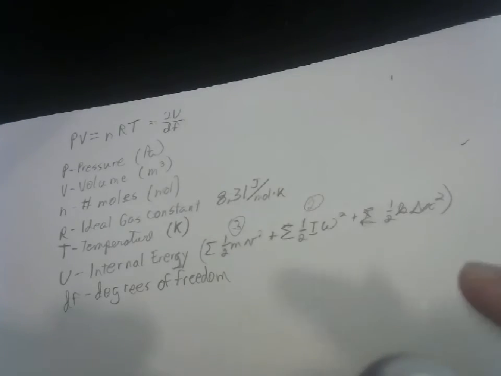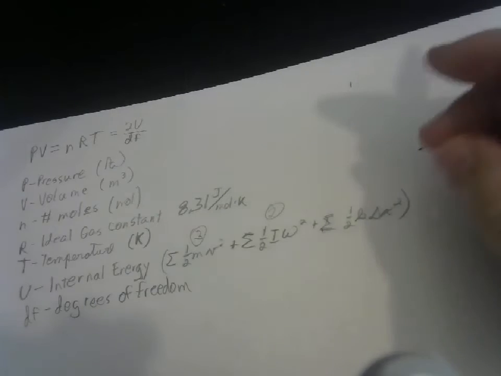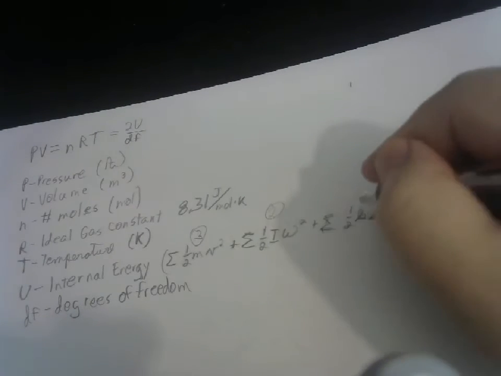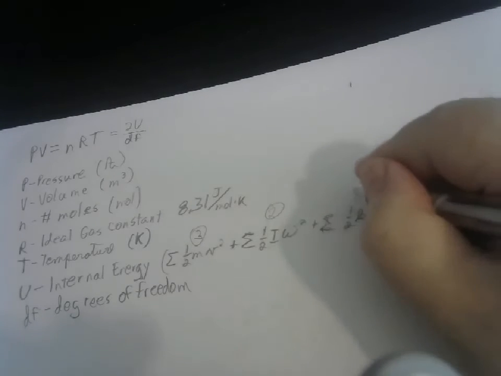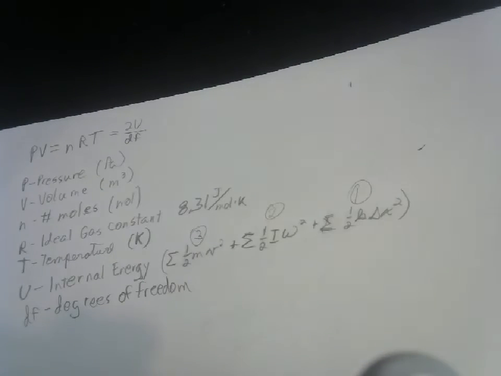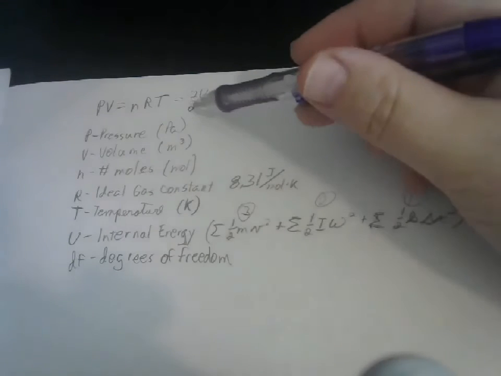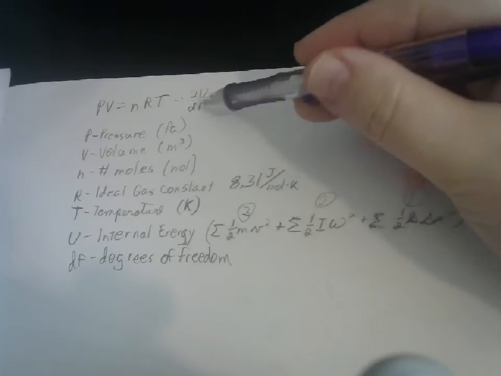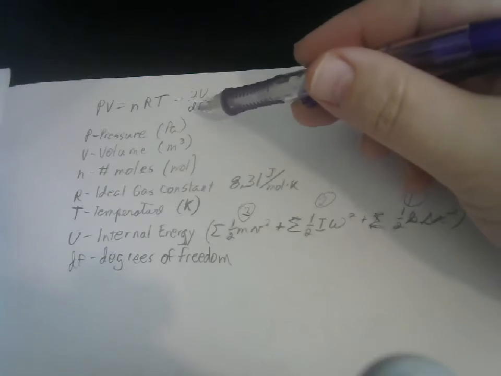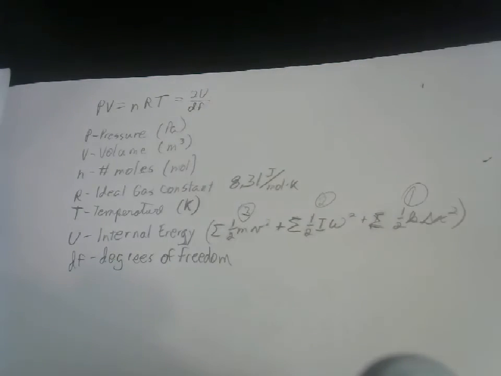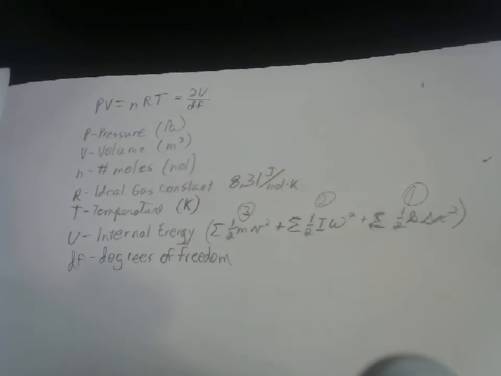And sometimes you get a particle like carbon dioxide that stretches along the long axis, so you get another 1 degree of freedom there. In our text, you'll find that they will end up putting a 3 here, and they only talk about monatomic gases, and they're not quite so general with the formula.